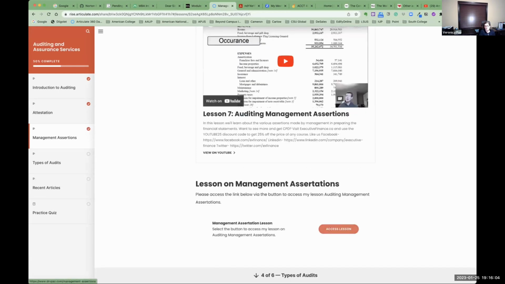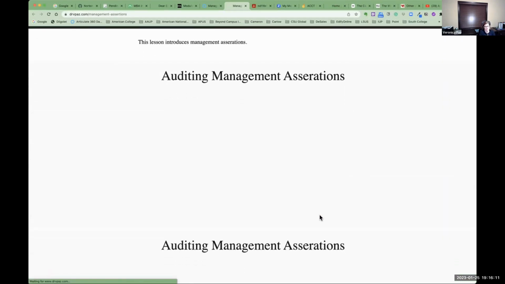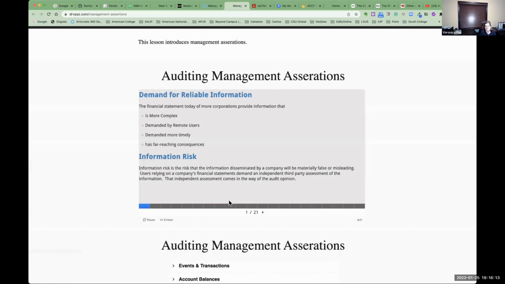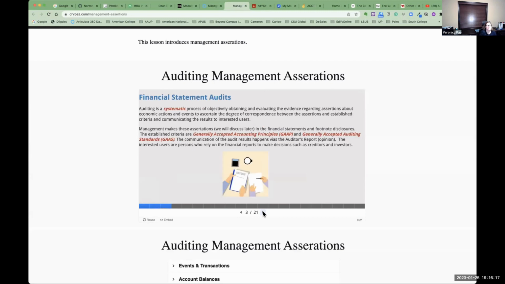And then here on management assertions, I put this link, which is also from my website, in your notes. Basically, again, it goes into reliable information in business risk, and it tells you about a financial statement audit.